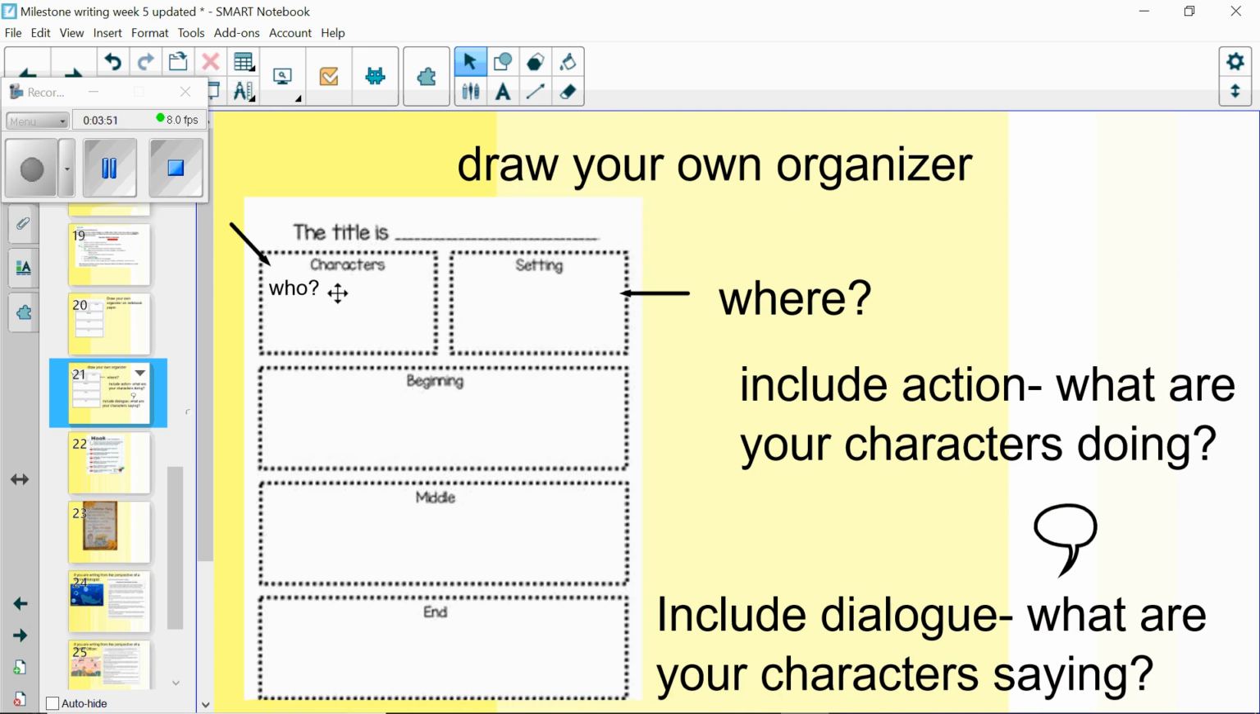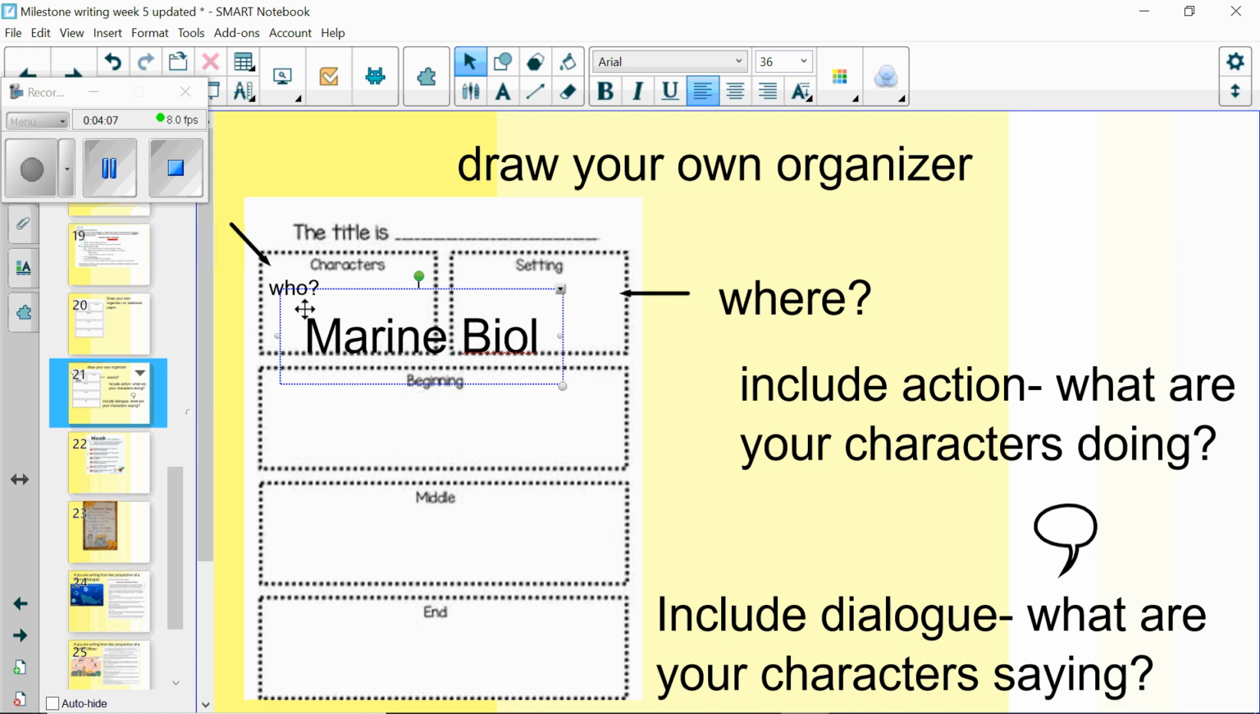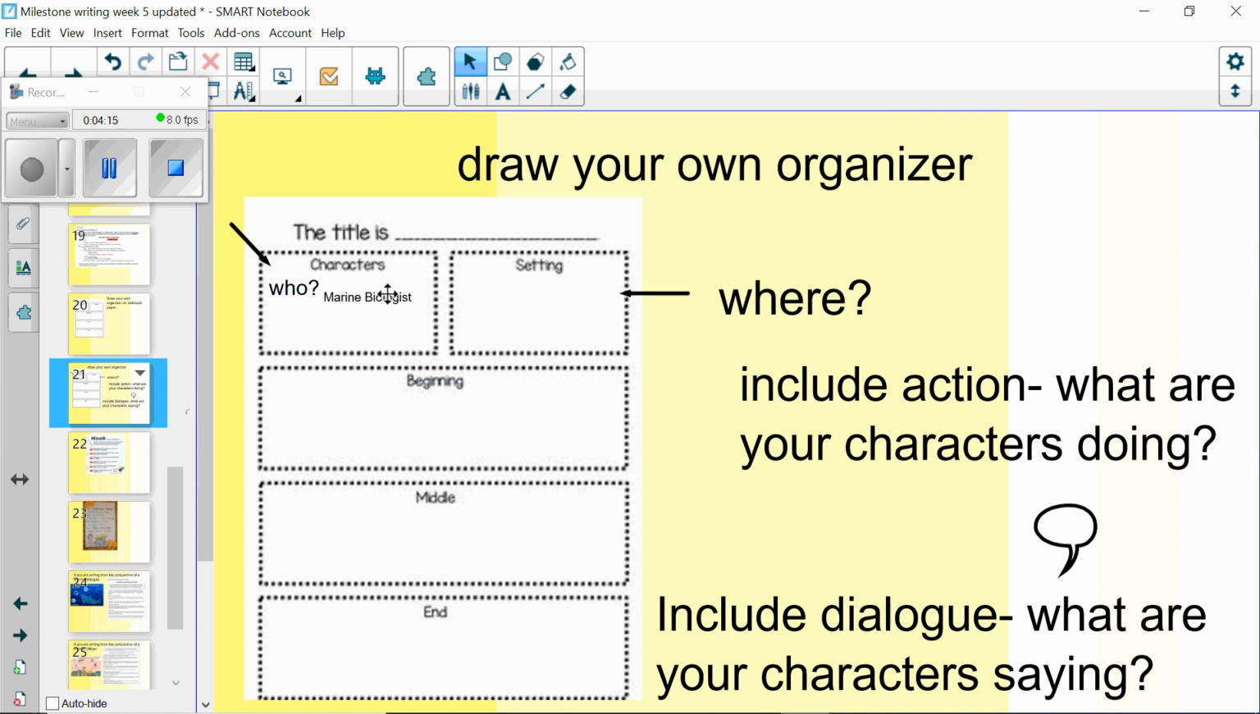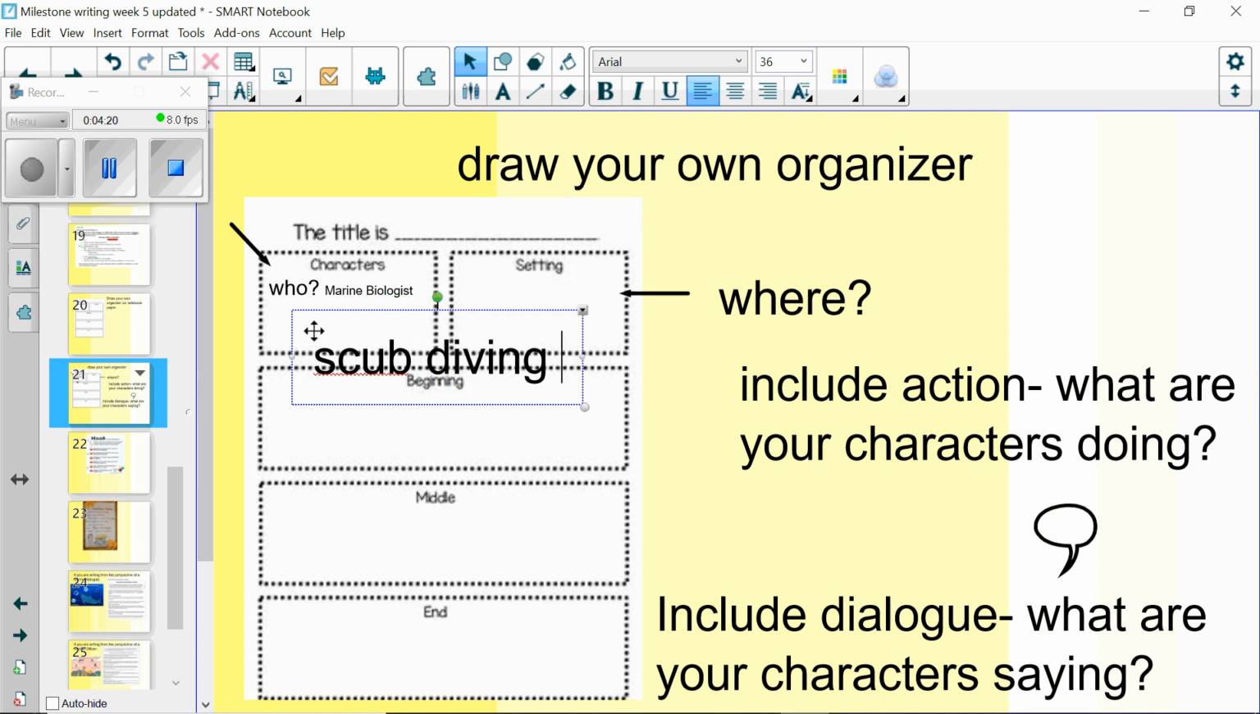So your characters are who? Who are you going to include in your story? So if I were a marine biologist, I could type who I am and give yourself a name, whoever you want it to be. Maybe you are taking a group scuba diving and teaching them about the sea creatures that you've just discovered.